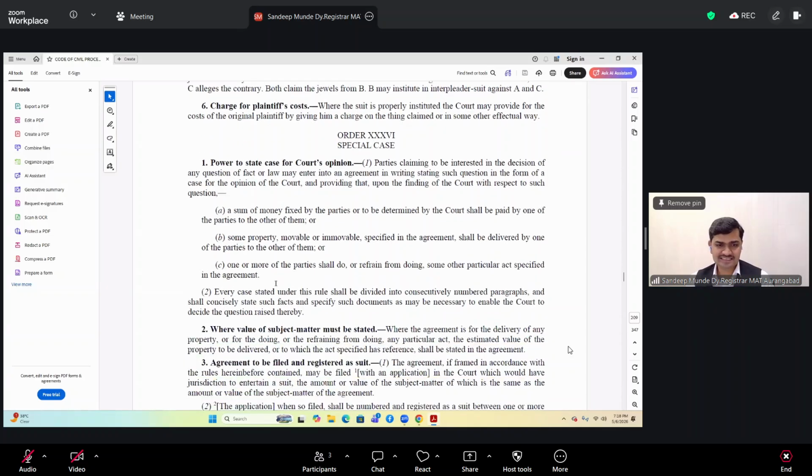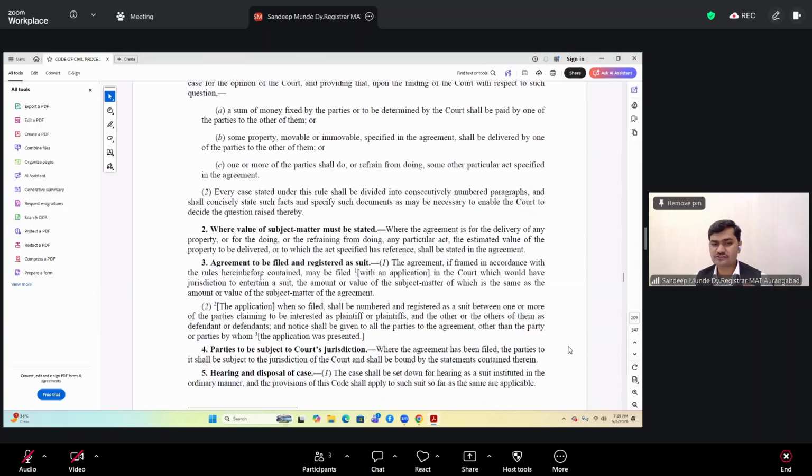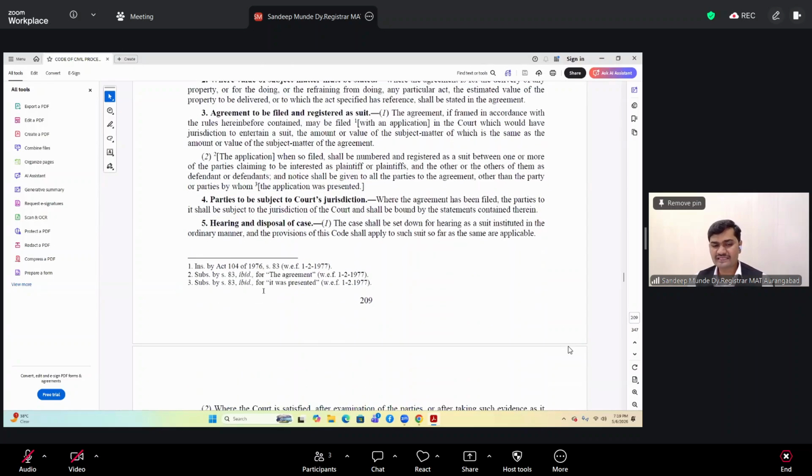Now Order 36 is the interesting one. It deals with the special case, which is also known as a friendly suit. It is the case where both friends agree to put their case before the court of law, and whatever the decision of the court, they will agree. But that agreement is required to be filed in the court, where the value of the subject matter needs to be stated, and the parties submit to the court's jurisdiction. If the court is satisfied that it has been instituted properly, with the agreement in good faith, then the court will decide it.